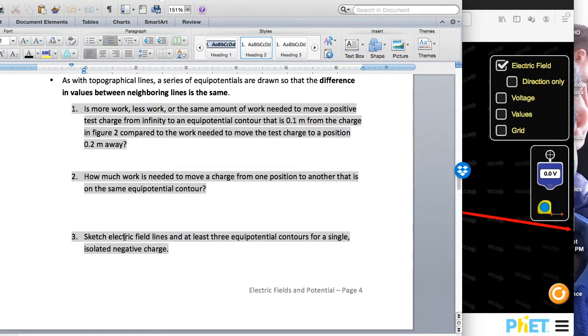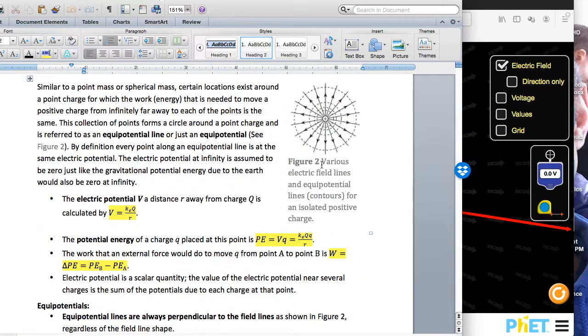Sketch electric field lines and at least 3 equipotential contours for a single isolated negative charge. Well, this is a single isolated positive charge. If that's what that looks like, what's the difference between that and a negative? Well, the field lines will be pointing the other direction. If we have a single negative charge, it's going to look exactly like this, but with the field lines pointed in. And since it is symmetrical, the equipotentials are going to be concentric circles just like this.